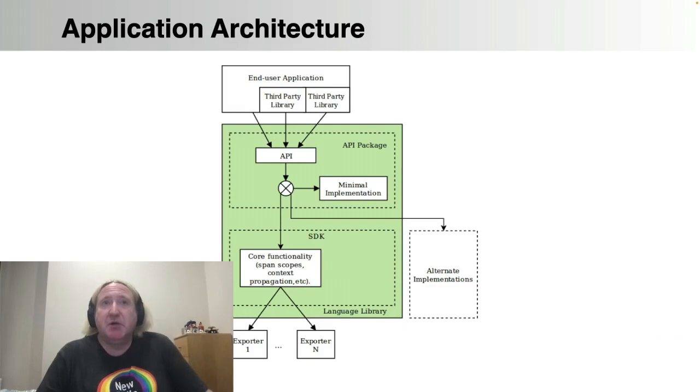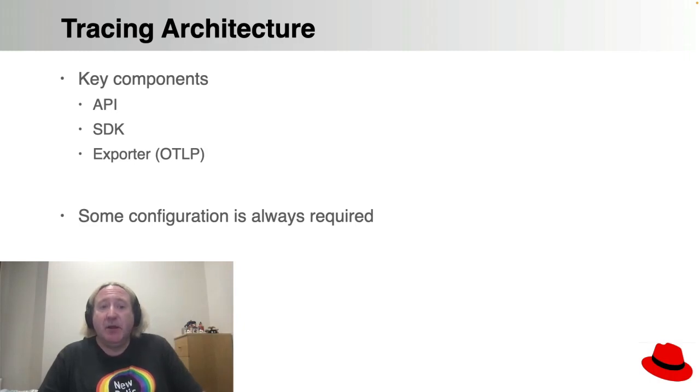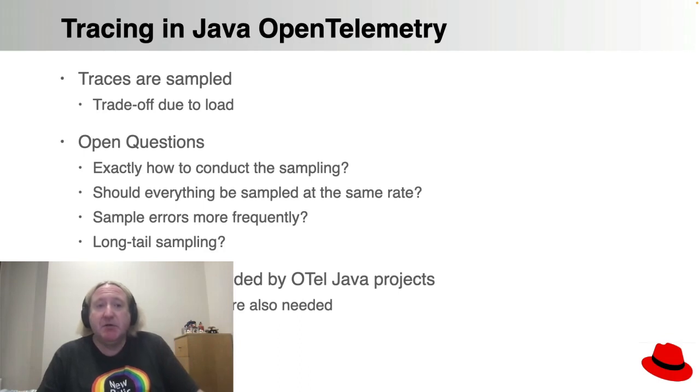This leads us to an architecture which looks a lot like this. You have applications with libraries which depend directly upon the API, and then we have an SDK which provides us with exporters which will send the data across the wire. For tracing, we will always require some configuration because we need to show where the traces are sent to. Typically, traces will be sampled. It is not normally possible to collect data about every single transaction, every single user request that is sent in. So we need to sample.